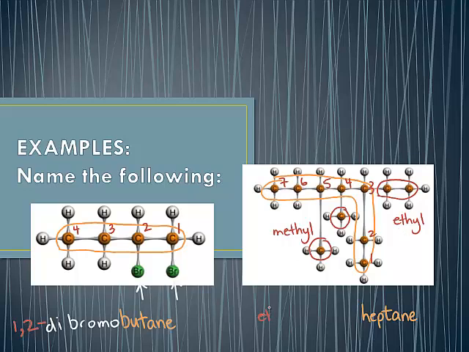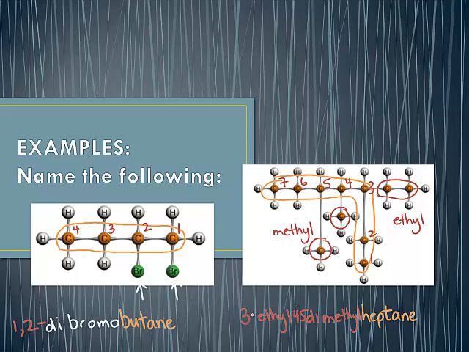So this is an ethyl, and that ethyl group is attached to the 3rd carbon, so it's a 3-ethyl. Here we've got a methyl, but we actually have 2 methyls, so this is a dimethyl heptane, and those are attached to the 4 and the 5 carbons.